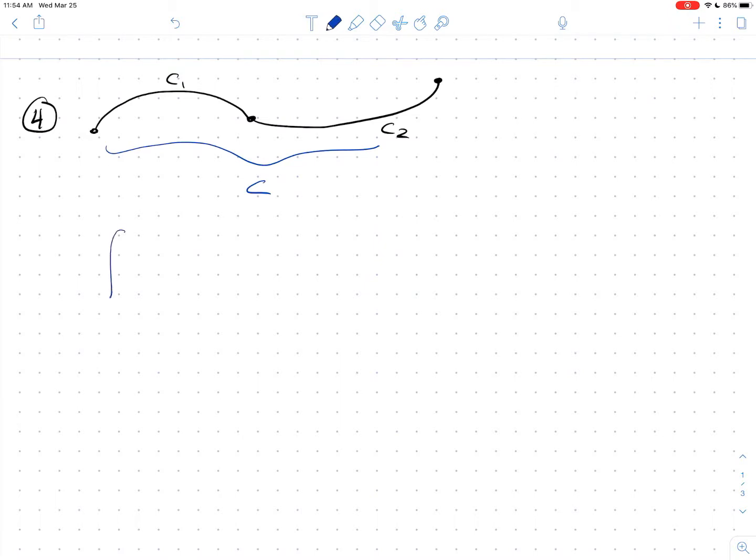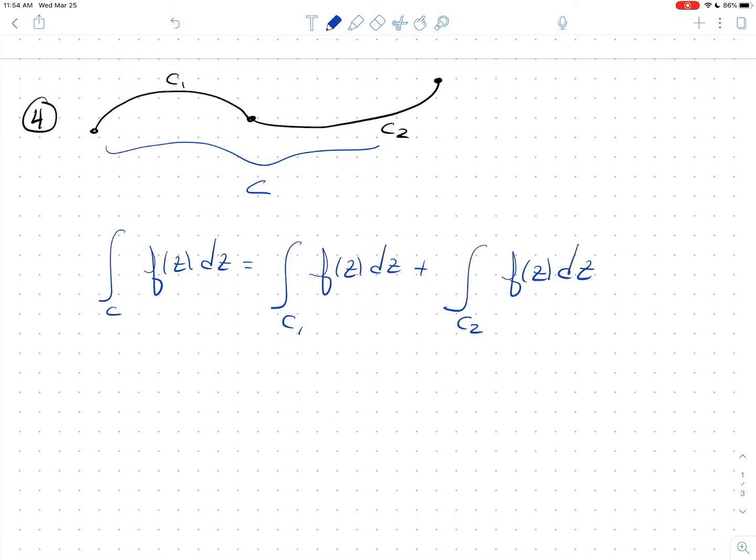So then the integral over the whole C of f of z dz, you can actually break this up as the integral over C1 of f of z dz plus the integral over C2 of f of z dz. And you can actually extend this process to any finite number of connected curves.